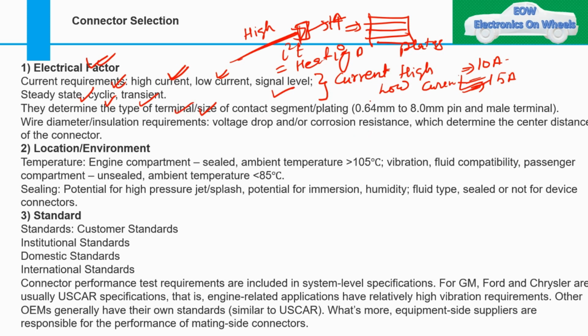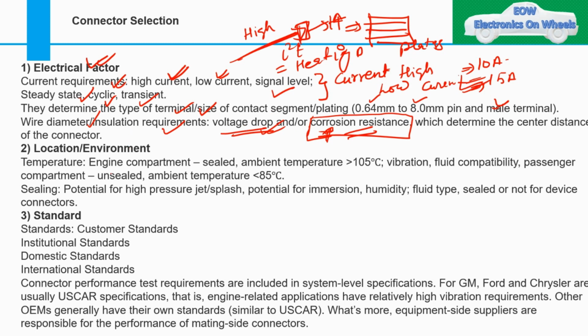Suppose you are using a 0.6 to 8 square pin, what type of terminal, male or female. Then wire diameter also, then insulation requirement, that is voltage drop, then corrosion resistance. This also plays a very vital role. I will take one case study on this corrosion resistance, how it affects and how it melts your connector. So these are the electrical factors which affect your selection of the particular connector.